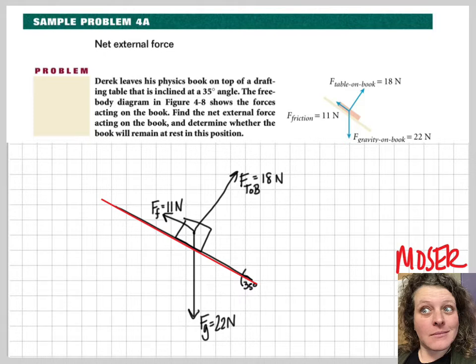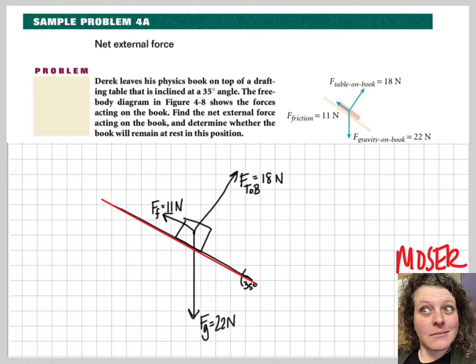Though the book has given us the free body diagram, I find that it's always useful to redraw the situation. And I've labeled the forces acting on it, taking a few little shortcuts. Force of table on book becomes force TOB, and force of gravity just becomes force sub G. Now, notice that two of these forces are perpendicular to one another.